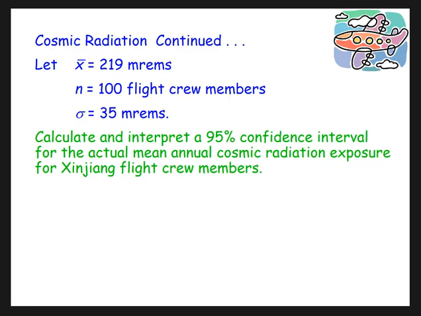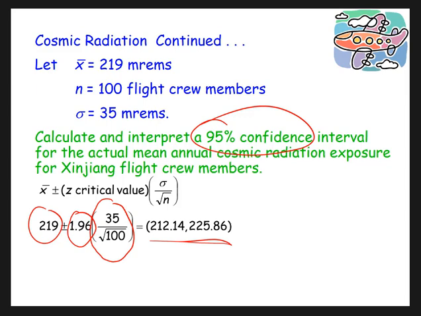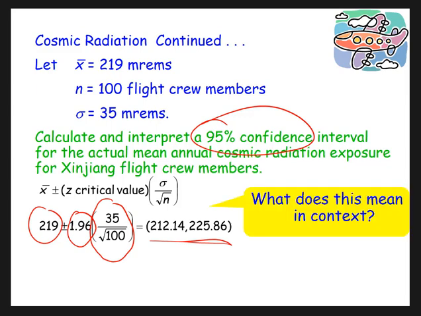So our calculation, we have 219 as the sample mean. That's our point estimate. 1.96 is our critical value for Z for 95% confidence. 35 is our population standard deviation, divided by the square root of our sample size of 100. That is the standard error of the means, or the standard deviation of the sample means. It gives us this interval. So again, we are 95% certain that the true population mean is in that interval.